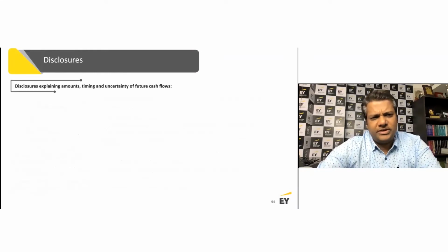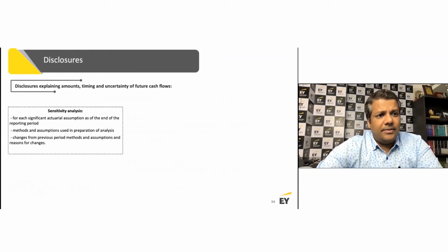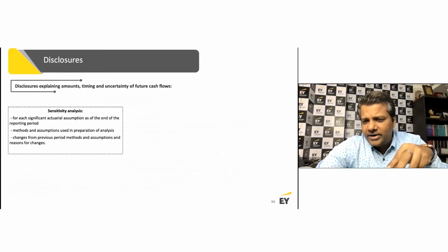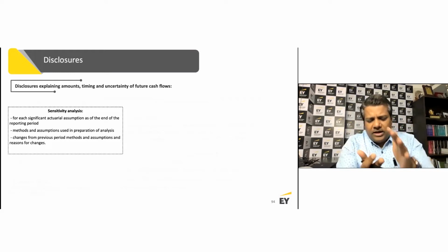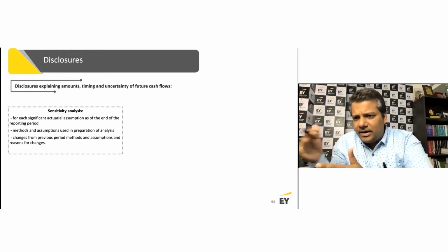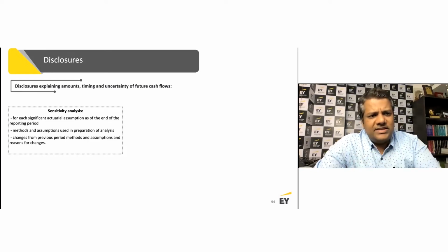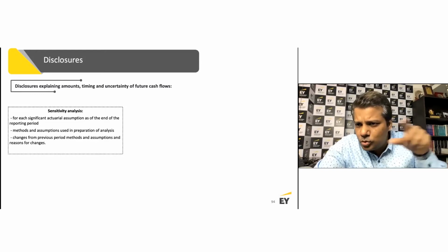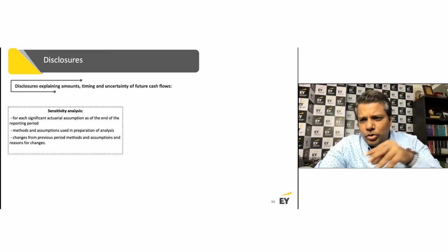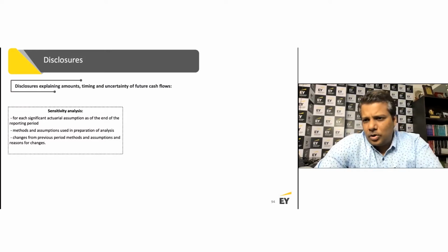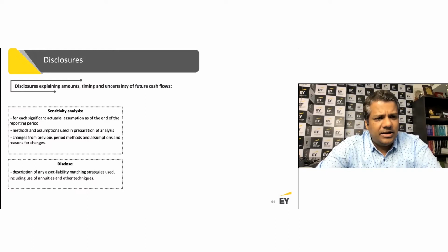So a whole host of disclosures about the timing and uncertainty of future cash flows. When you see that, it also requires, for a defined benefit plan, the likelihood of payment over future periods. You also need to do a sensitivity analysis if I were to change those actuarial assumptions, the demographic assumptions and the financial assumptions, depending again on whether the impact is material.